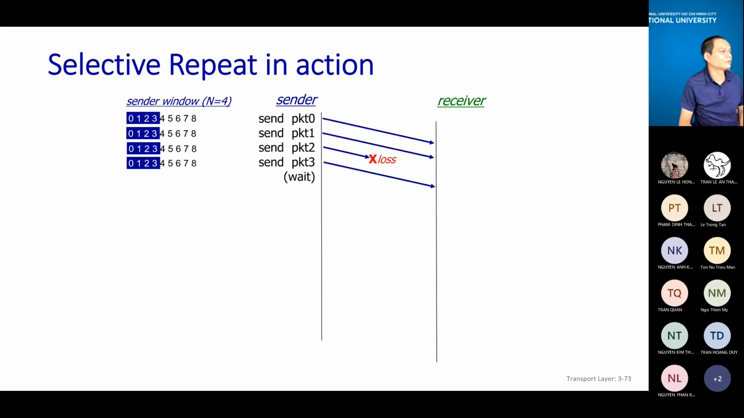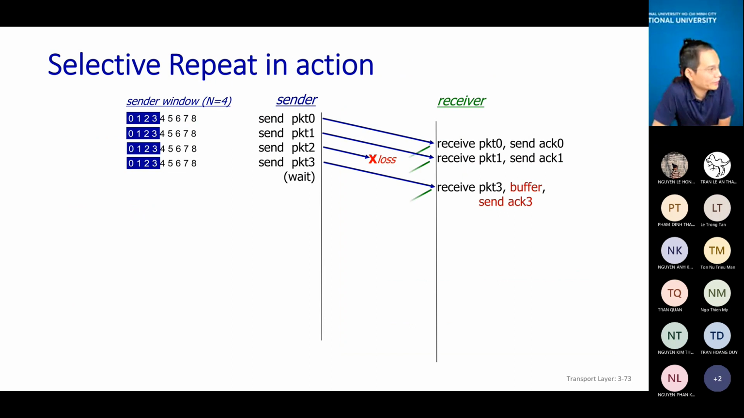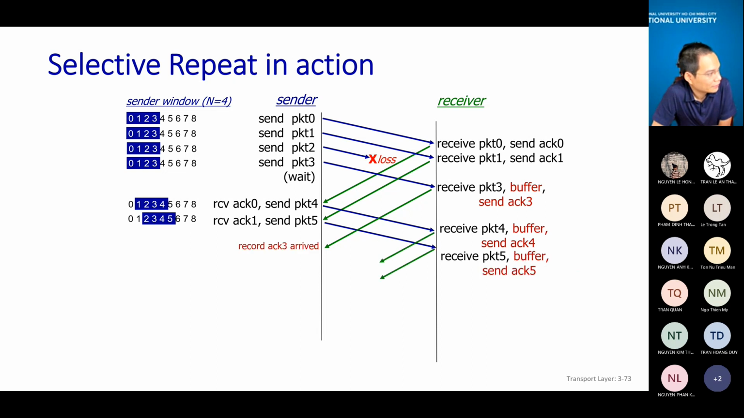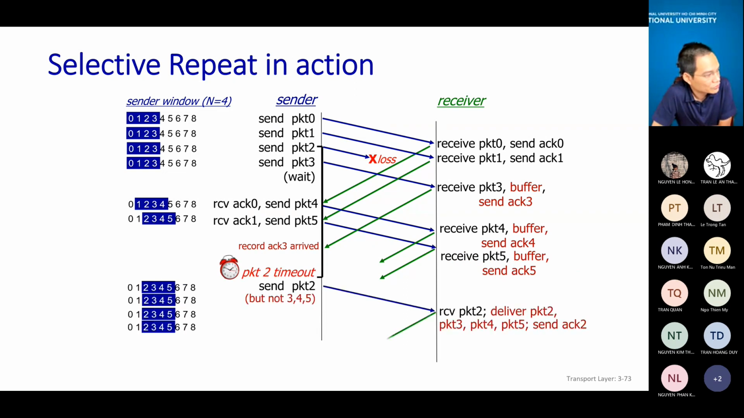As you can see, packets 0, 1, 3. I will receive ACKs of 0, 1, and 3. It will send out 4 and 5. ACK 3 arrives. Packet 2 times out. We're going to send out packet 2 only, not 3, 4, 5 in line like in Go-Back-N.